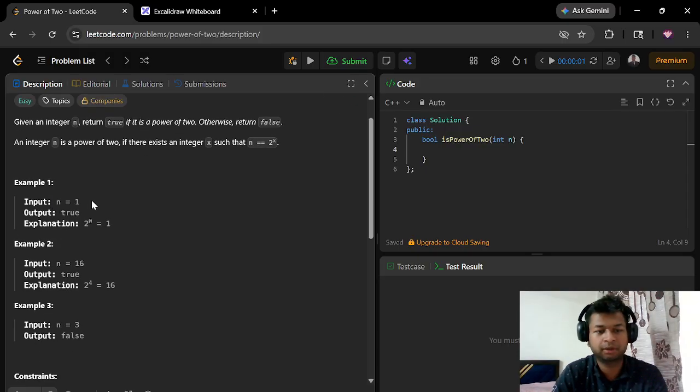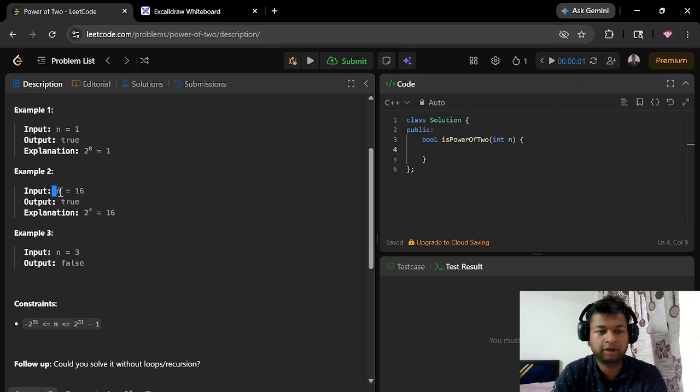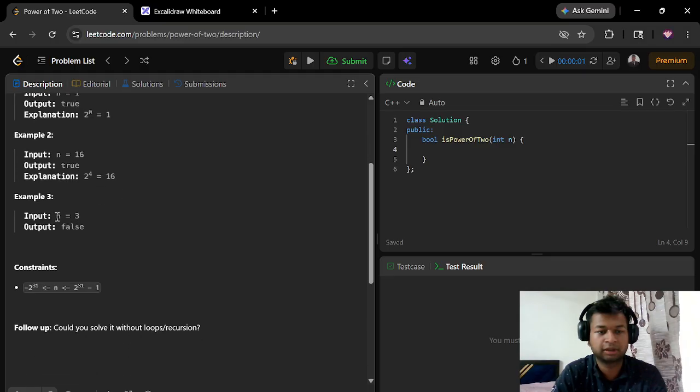So let's see. If n is equal to 1, 2 to the power 0 is 1, so it is true. Now n is equal to 16, so we know that 2 to the power of 4 is 16. Now n is equal to 3, so there is no integer x for which 2 to the power of x is equal to 3, so it is not a power of 2.